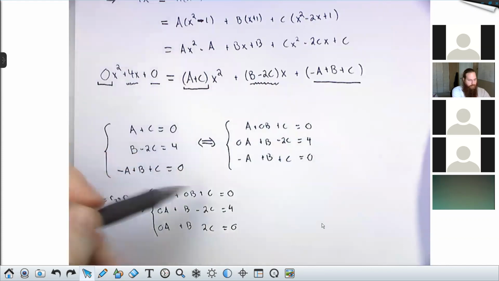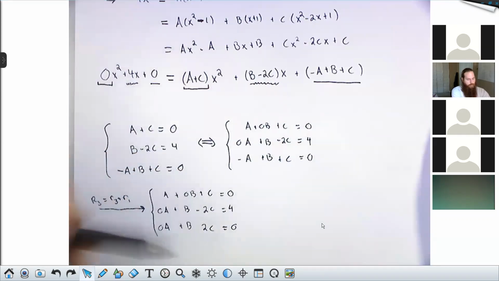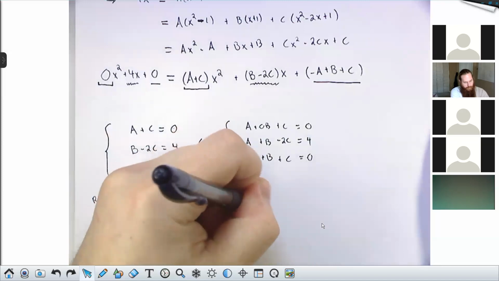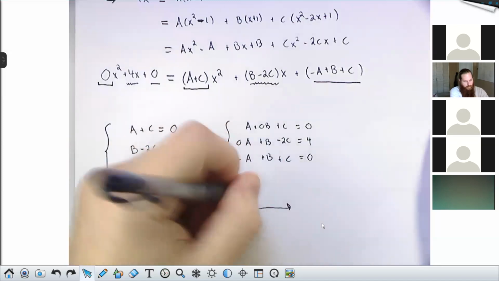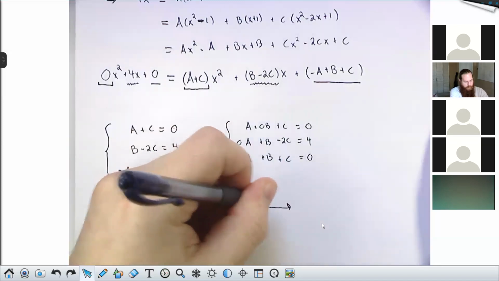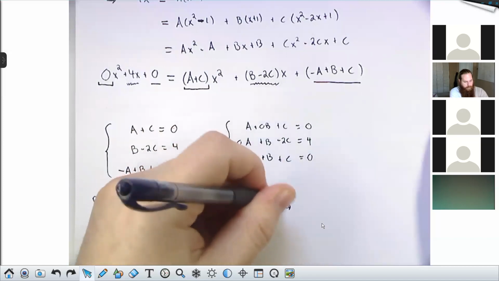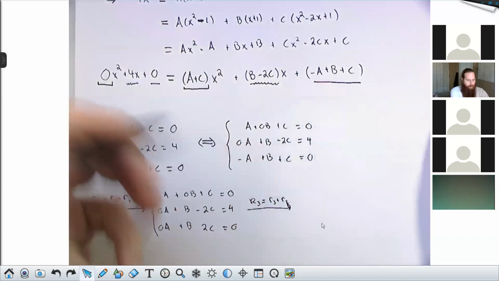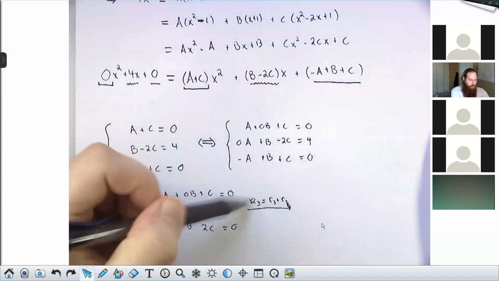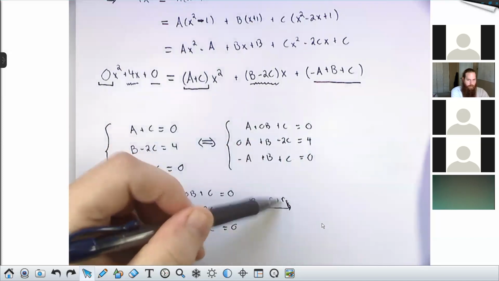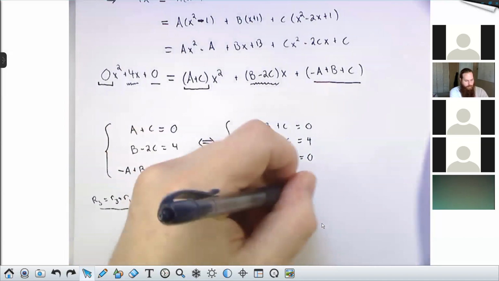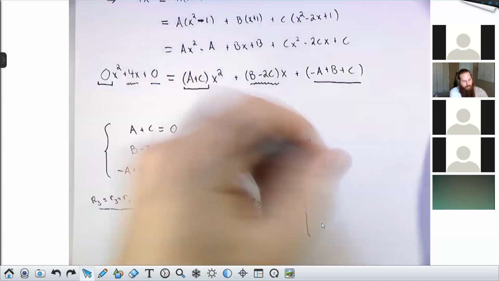Now if I do the same thing, but I add row 2 to row 3, so my new row 3, capital R for new row 3, is my old row 3 plus my old row 2. Rows 1 and 2 are not changing.